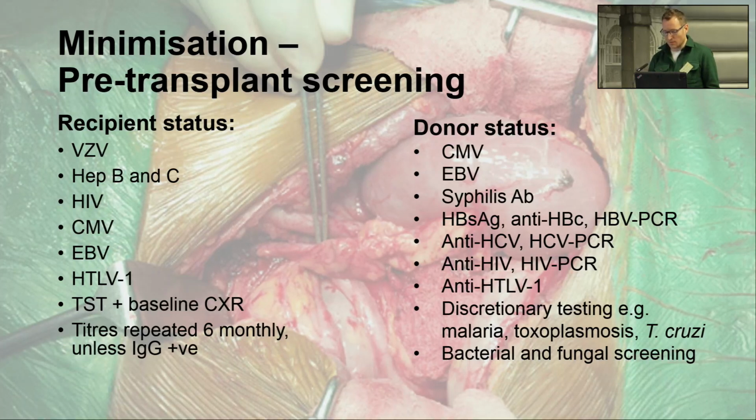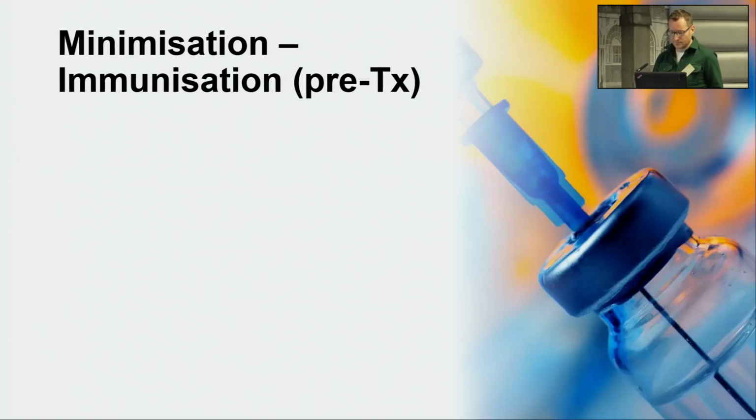Syphilis is also screened for, the bacterium that causes it being Treponema pallidum. And then we do discretionary testing depending on the individual risk of the donor. So things like malaria screening, toxoplasmosis, and Trypanosoma cruzi, which is the cause of Chagas disease, which we don't see much of in the UK, fortunately, but is much more common in the Americas. And then selective bacterial and fungal screening before we put a kidney into a recipient.